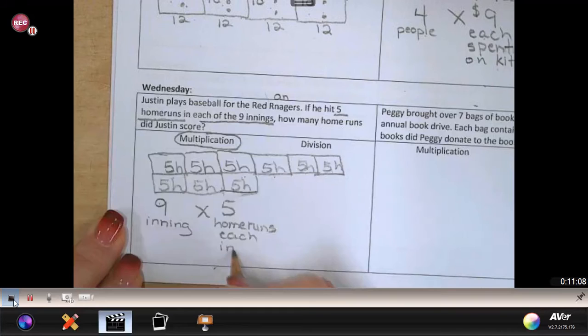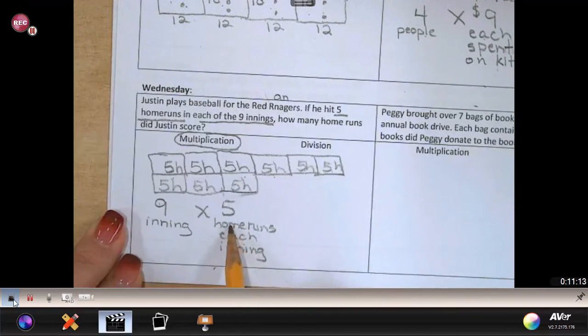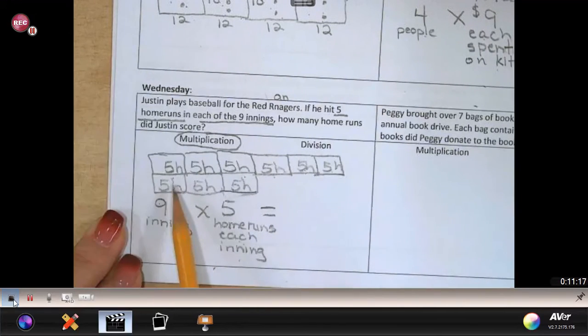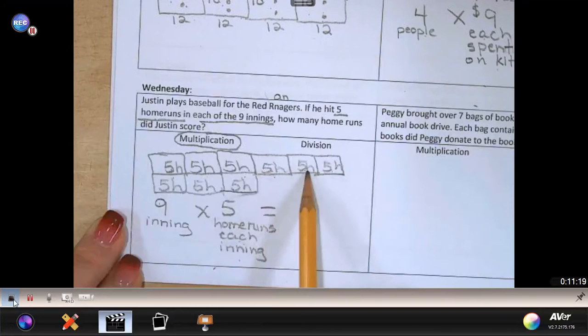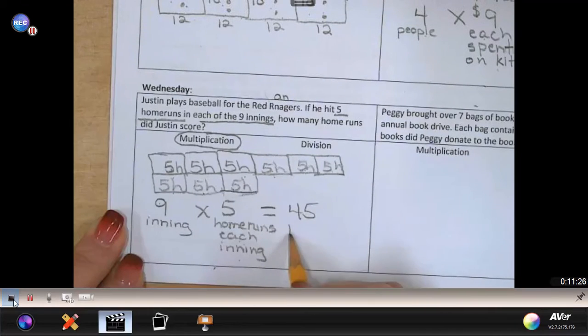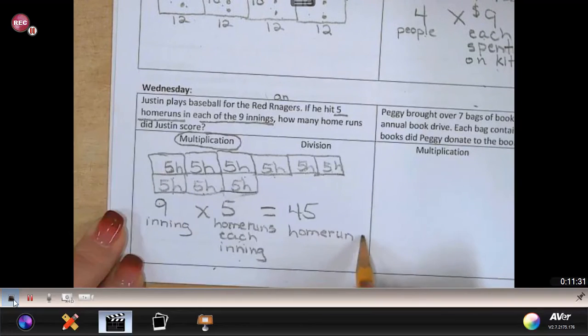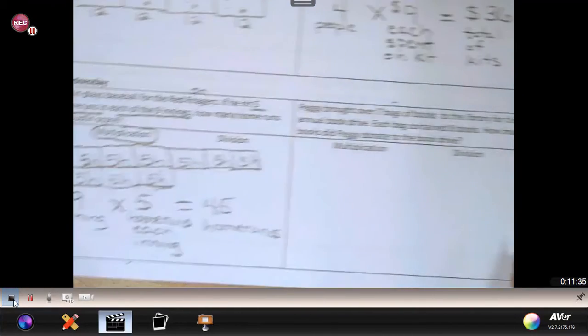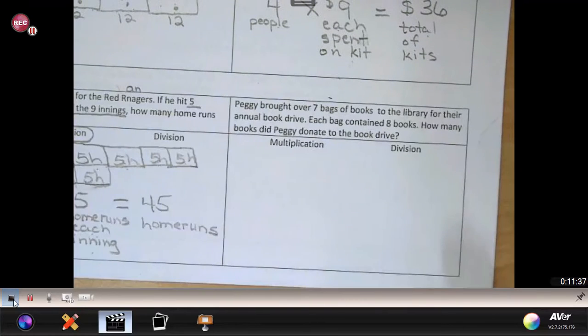Each inning or each group. So how many objects for each group? 5 home runs for each inning. And if we count by 5s, we have 5, 10, 15, 20, 25, 30, 35, 40, and 45. 45 home runs that he scored. Again, that's a pretty high scoring baseball game. But it's just to get you thinking about your understanding behind division and multiplication.